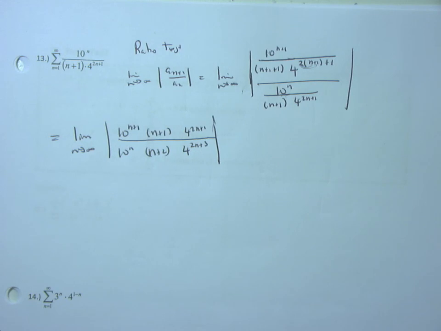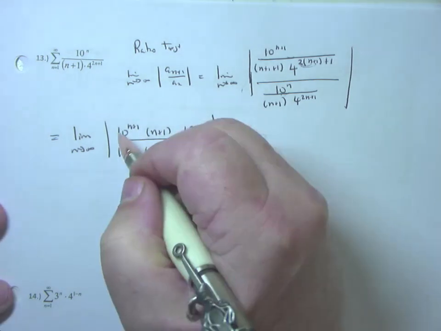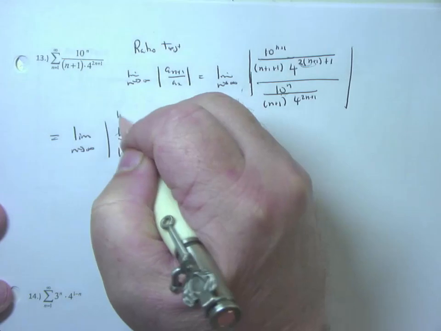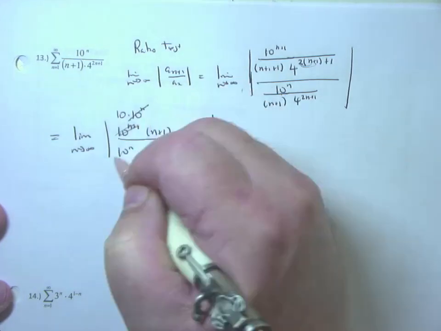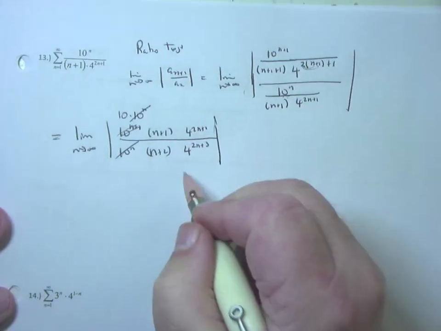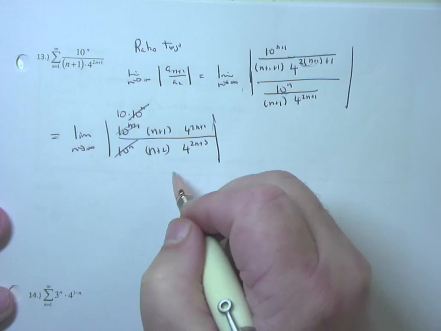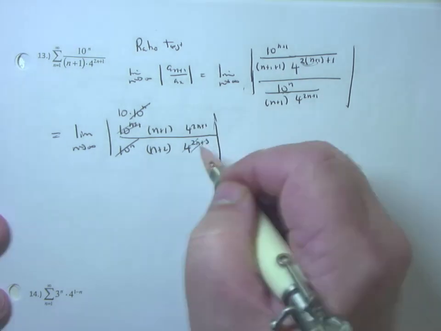Now, who cancels? Powers of n are going to cancel out here. I got 10 to the n plus 1 divided by 10 to the n. 10 to the n plus 1 is the same thing as 10 times 10 to the n. Pulled off one of my 10s, and the 10 to the n's cancel. Then 4 to the 2n plus 1 divided by 4 to the 2n plus 3. Which one has more, the top or bottom? Bottom one. How many more does the bottom one have than the top one? 2. I'm going to pull off 2.